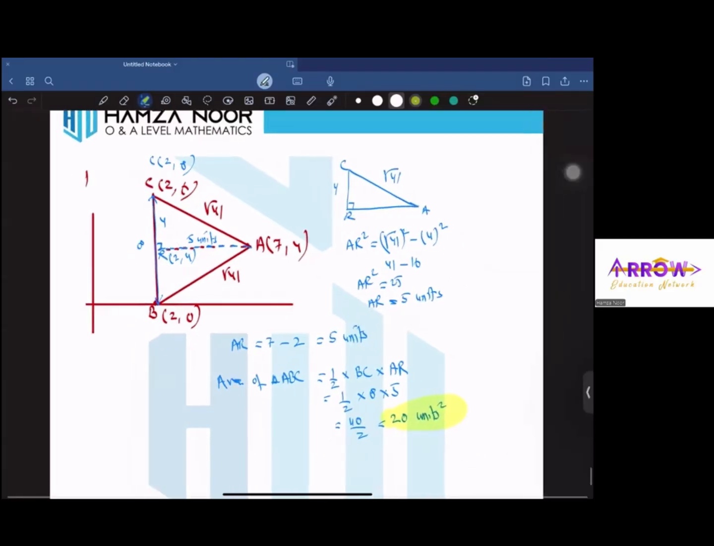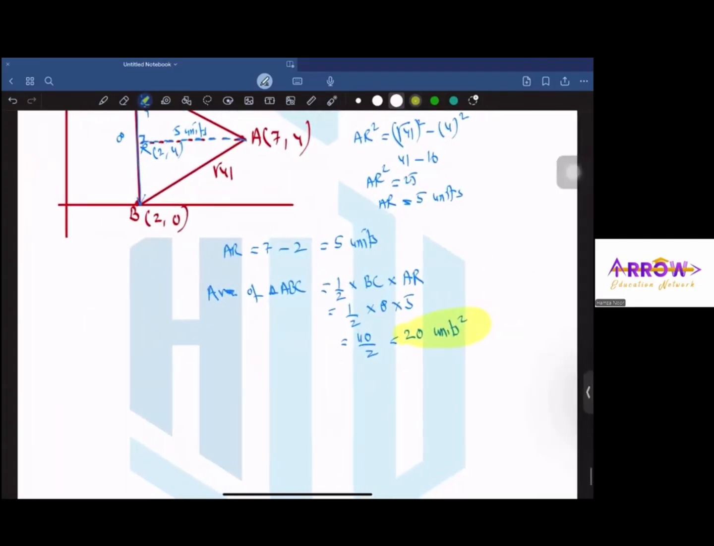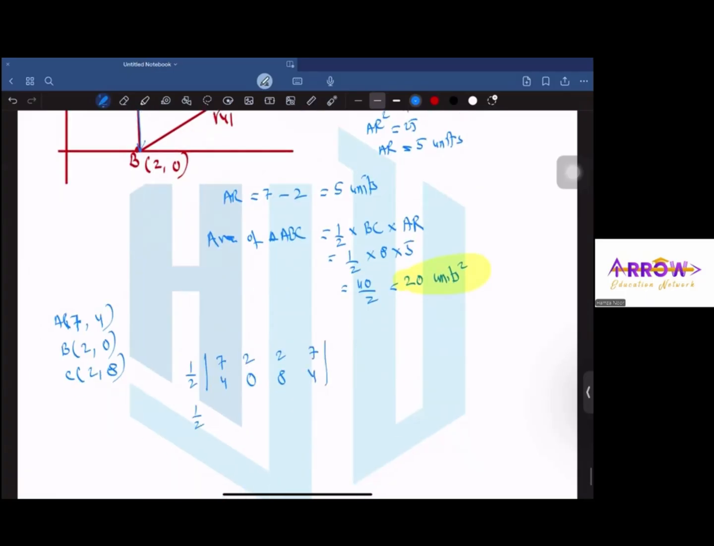All right. Alternatively, you can find the area by the shoelace, shoestring method as well. The coordinates of A are 7, 4. Point B is 2, 0 and point C is 2, 8. So you can use the shoelace method, which I have explained earlier. So half multiplied by the modulus sign. First of all, you mention the modulus sign. Then first I'm mentioning point A, so 7, 4, then 2, 0, then 2, 8, and then point A again. All right, so half multiplied by what?